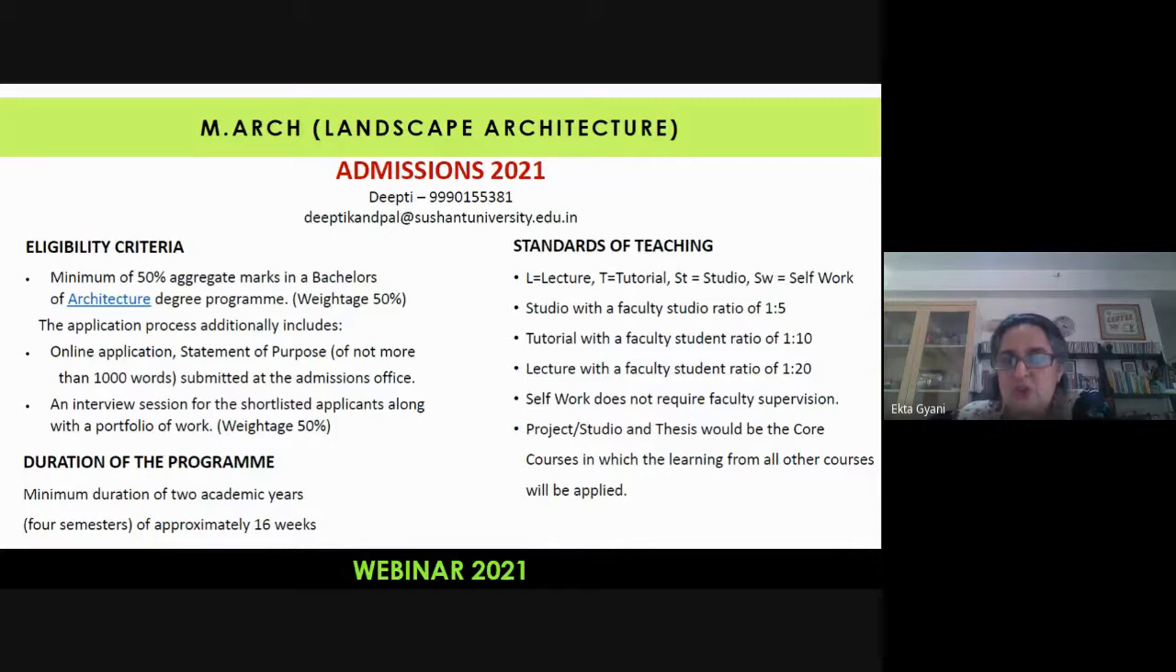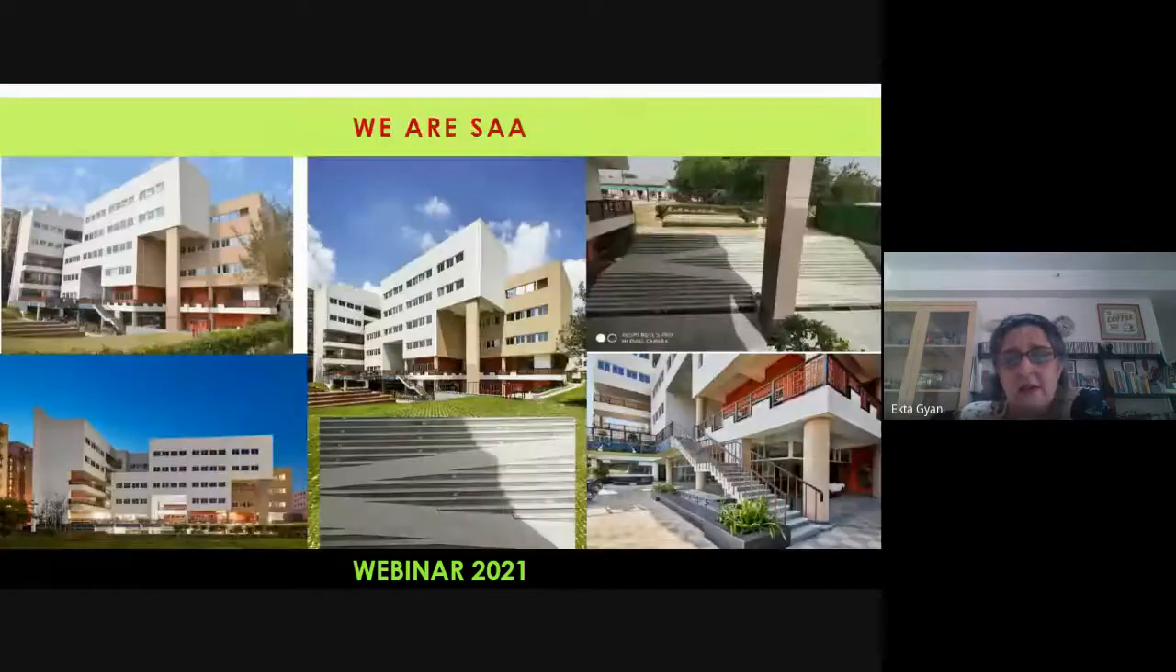We have lectures, tutorials, studios, and self-work as our modes of teaching. Studios have a ratio of 1 faculty to 5 students. Tutorials and lectures are 1:10 and 1:20 respectively. Self-work is not faculty supervised, which means when you're in your thesis semester, you get a day of self-work. So if you need to go out of town to do some research at a site, you have that option. Project, studio, and thesis are our core courses.